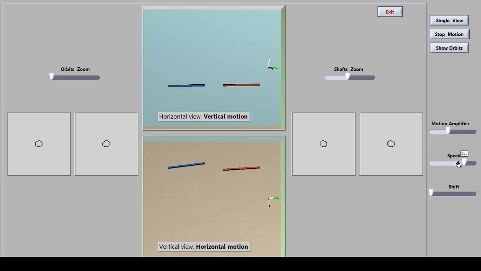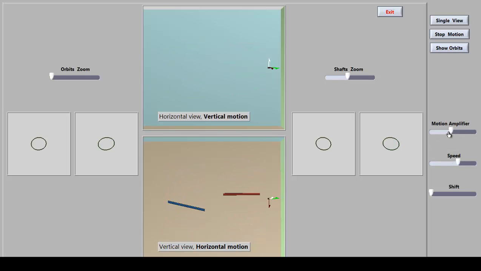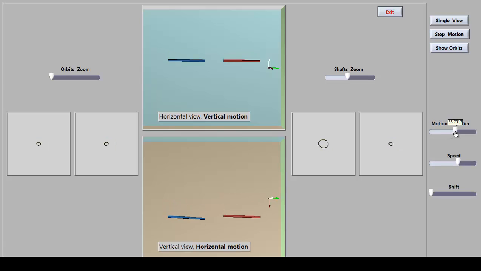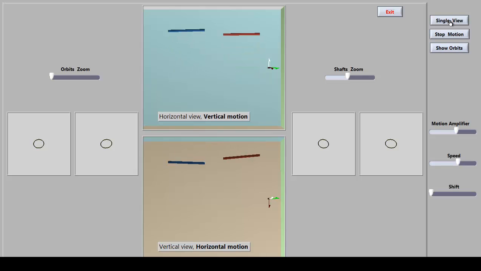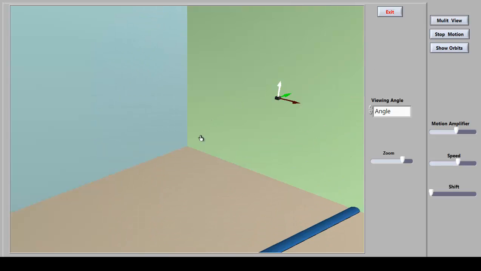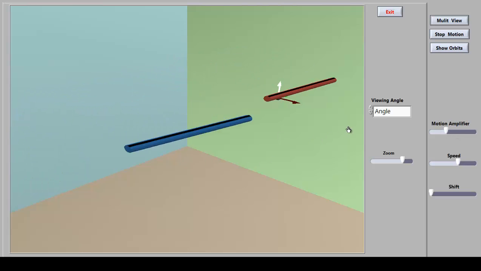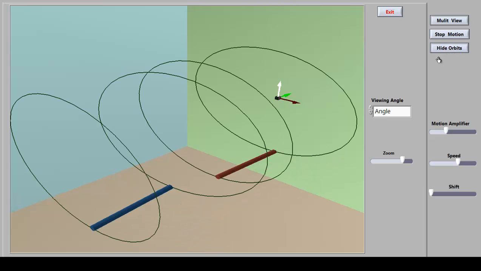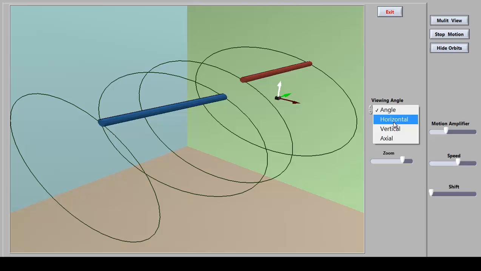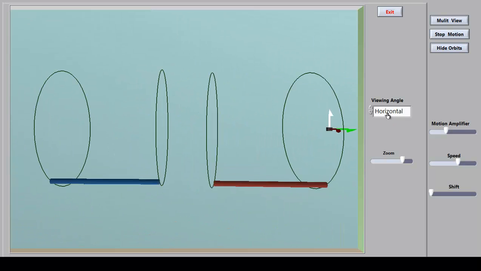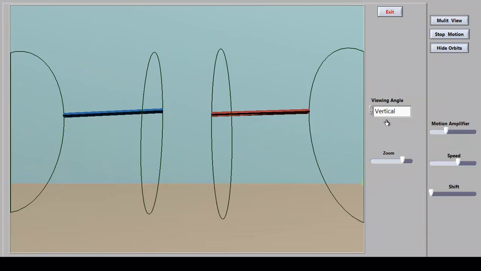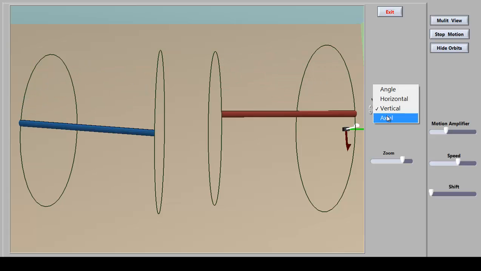We can change the speed. We can amplify some of the motion and the orbit sizes, shift them back and forth, and zoom. Another way to look at it would be to bring down this motion and now see it as an angle. We can pop on and show how the orbits are moving relative to each other, and look at it in various directions, top down, over to the side.